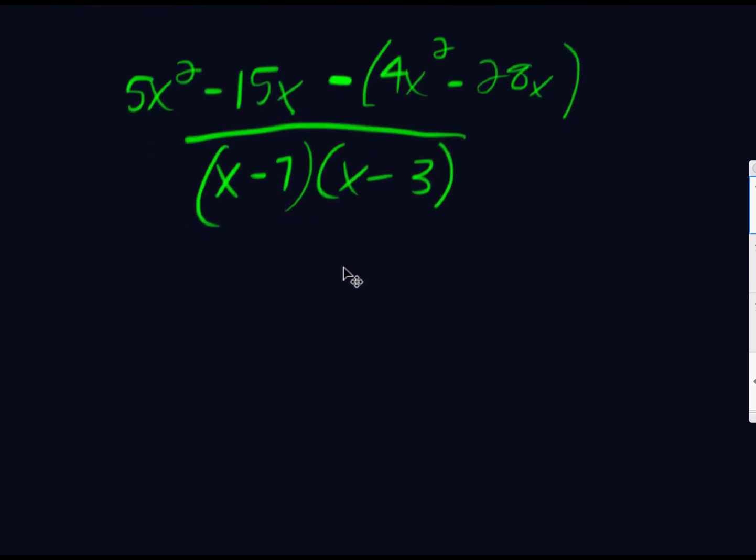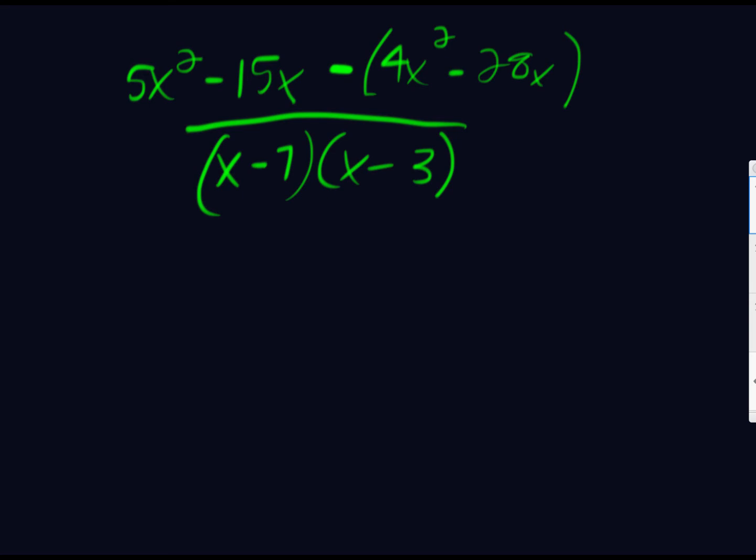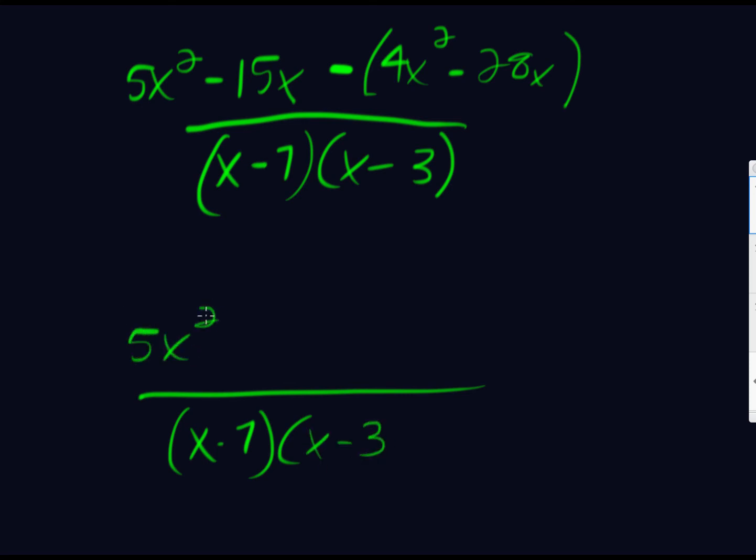So let's clear those parentheses in that numerator. Again, our denominator is x minus 7 and x minus 3. But in that numerator, if we clear the parentheses, we would have negative 4x squared and positive 28x.